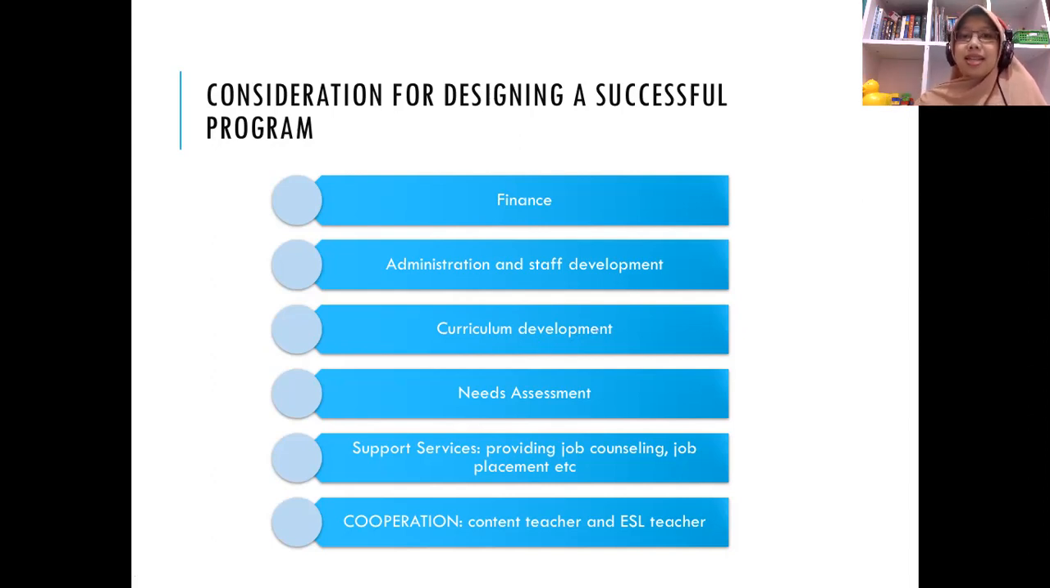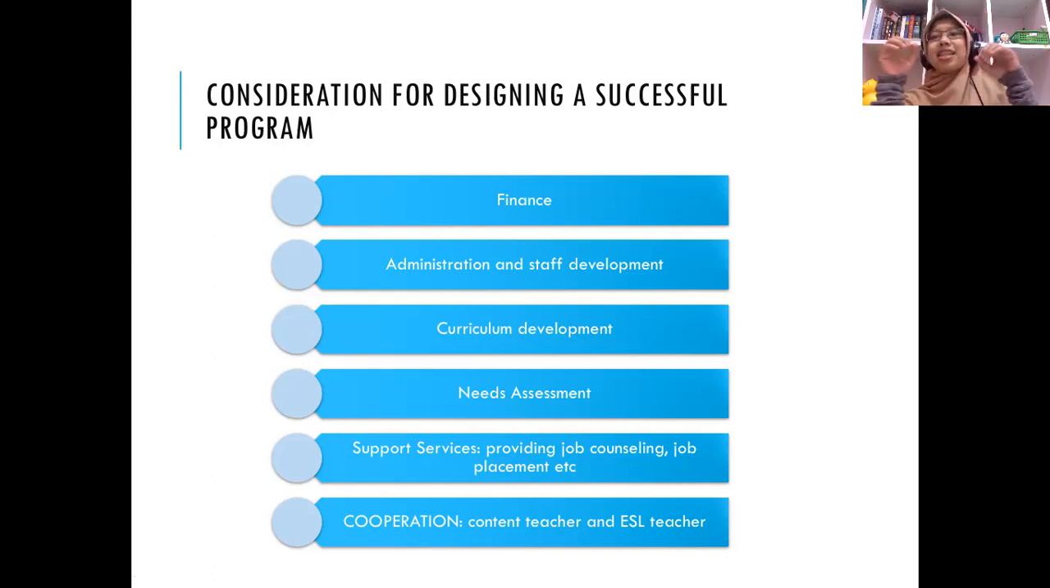Okay, need assessment. We need to do need assessment, or we call it need analysis. Support services like providing job counseling. Job counseling means what the students will project next for their career, and job placement. And one last one is cooperation between content teacher and ESL teacher.